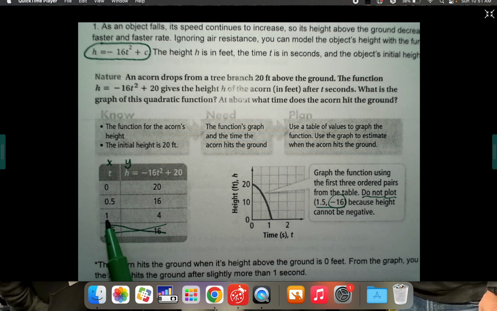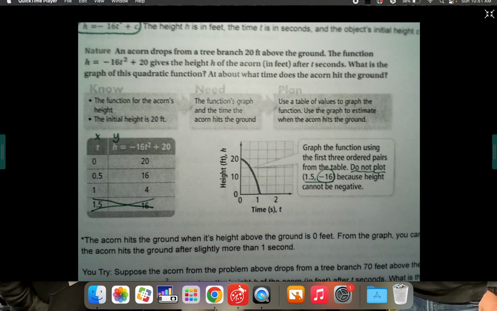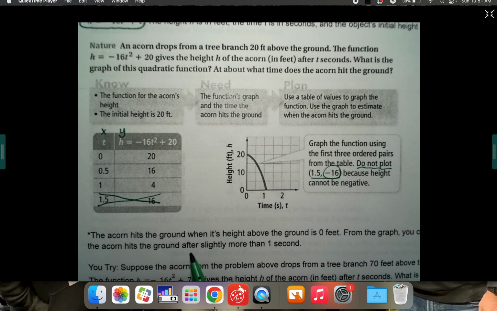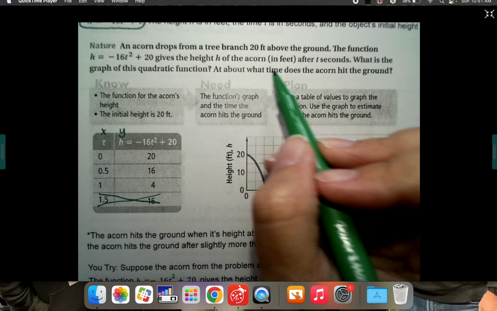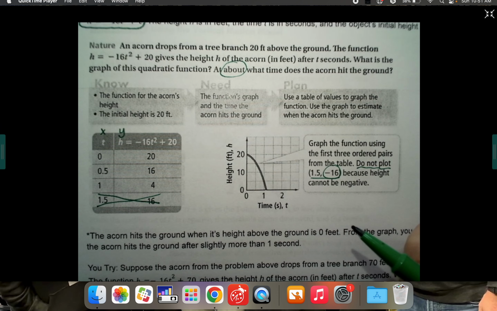Since 1 is still above the ground barely, but 1.5 is already negative, it's going to hit the ground sometime between 1 and 1.5, which is what our graph shows. It's just a little bit past 1. And for that reason, it's going to have us estimate. It says at about what time does the acorn hit the ground? Well, it hits it slightly after 1 second.